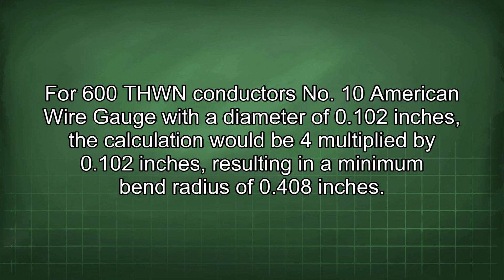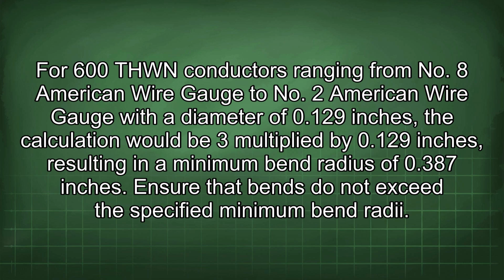For 600 THWN conductors No. 10 American wire gauge with a diameter of 0.102 inches, the calculation would be 4 multiplied by 0.102 inches, resulting in a minimum bend radius of 0.408 inches. For 600 THWN conductors ranging from No. 8 American wire gauge to No. 2 American wire gauge with a diameter of 0.129 inches, the calculation would be 3 multiplied by 0.129 inches, resulting in a minimum bend radius of 0.387 inches.